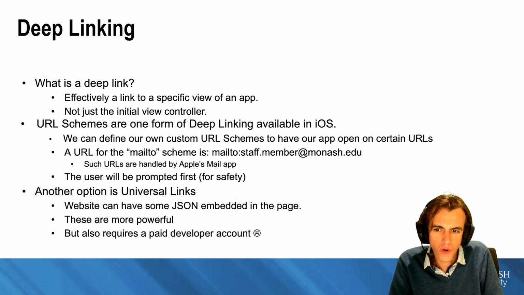It's worth noting another option for this is universal links. So Apple allow websites to have some JSON embedded in the page, and this JSON can describe what needs to be passed to the app as part of a deep link. And these are more powerful. I mean, this is probably the approach that eBay use. But this requires a paid developer account, so we're not going to have a look at that approach. We're just going to look at URL schemes.